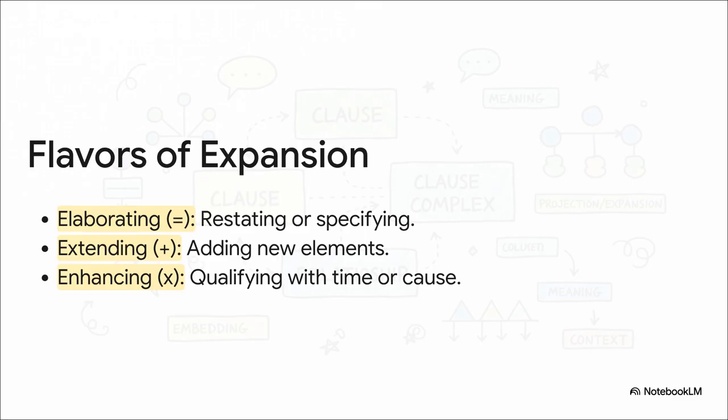First is elaborating, marked by the equal sign. This happens when one clause restates or specifies the other in greater detail. Second is extending, marked by a plus sign. This adds a completely new element or maybe an alternative. And third is enhancing, marked by a multiplication sign. This multiplies the meaning by qualifying the clause with time, place, cause, or even a condition. So remember, equals, plus, and multiply.